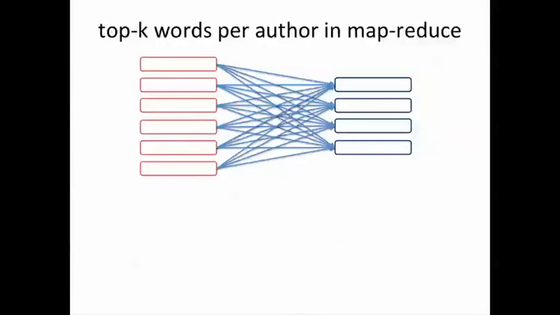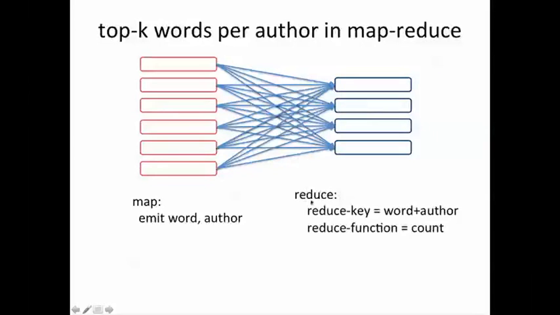Okay, so let's try doing top K words per author in MapReduce. Well, suppose we use the map function where you emit a word and author every time you see it in a document, just like we emitted the word and its counts earlier. And the reduce key is a word-author combination so that every reducer gets all the records which have one such combination and can simply count them.